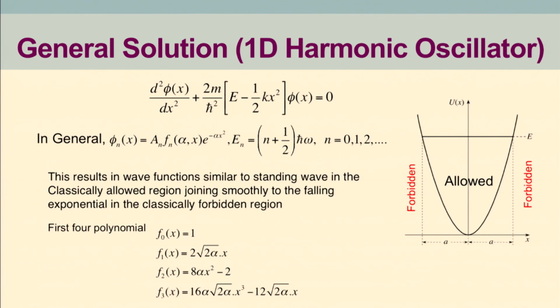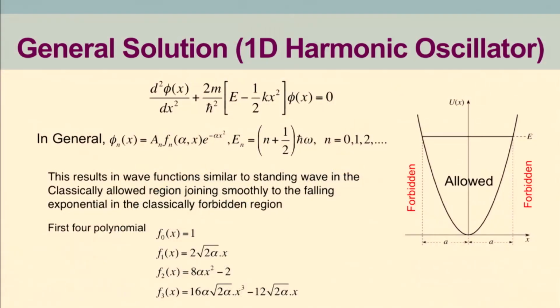As you all know, a harmonic oscillator problem is governed by the potential half m omega squared x squared, or the other way of writing this is half k x squared. So the Schrodinger equation in this case looks like this: d2 phi dx squared plus 2m over h cross squared (E minus half k x squared) phi is equal to 0.